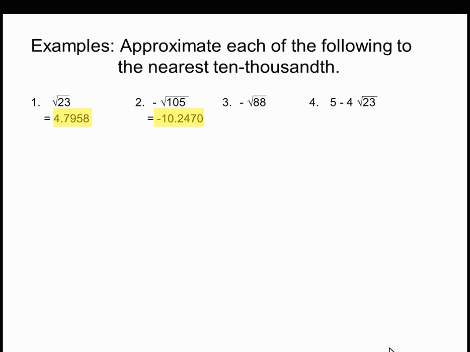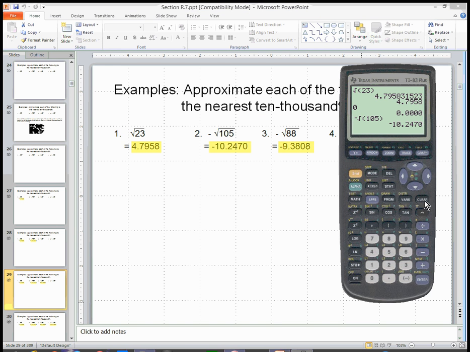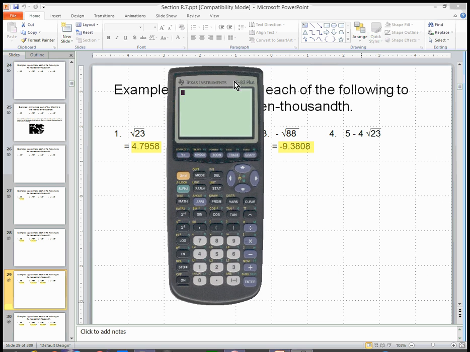And for number 3, we do the same thing. We get negative 9.3808. And for number 4, we actually have an operation. So if I do it exactly like it looks, let me clear this out. Let me move my calculator over. 5 minus 4, second square root, 23, close parenthesis. We get negative 14.1833.